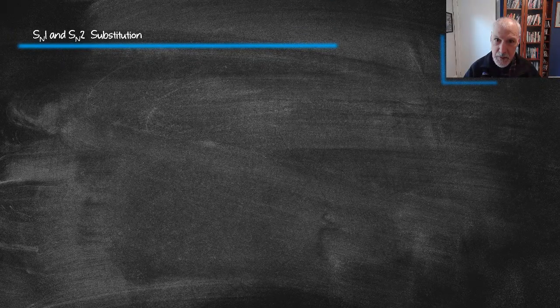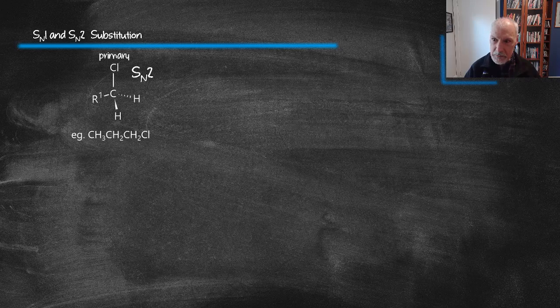This program is a continuation of nucleophilic substitution and a comparison between SN1 and SN2 substitution. First off, to understand when each occurs, we need to understand something about the halogenoalkanes involved. If it's a primary halogenoalkane, I can tell this one is primary because the carbon to which the chlorine is attached has just one R group, they undergo what's called SN2 substitution.